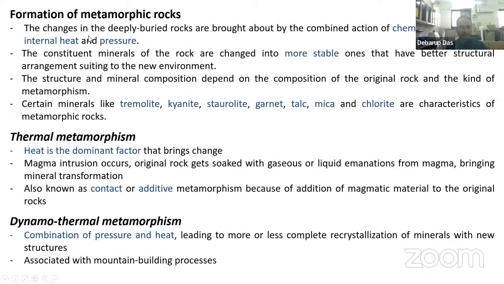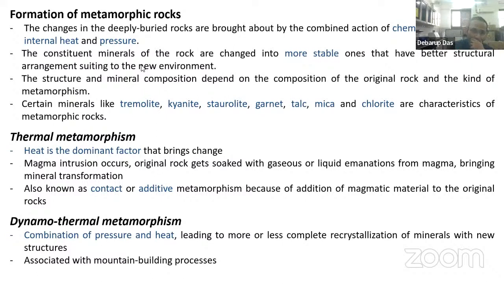Formation of metamorphic rocks. The changes in the deeply buried rocks are brought about by the combined action of chemically active fluids, internal heat and pressure. So in metamorphic rocks, some new minerals are formed due to heat, pressure and chemically active fluids.